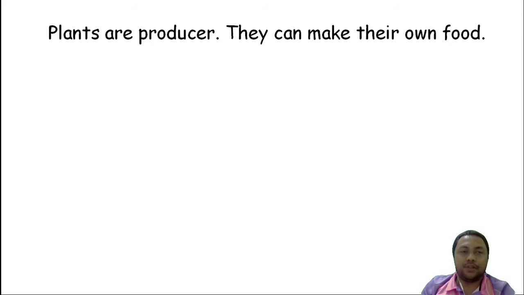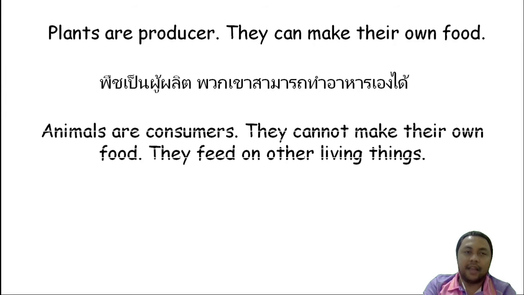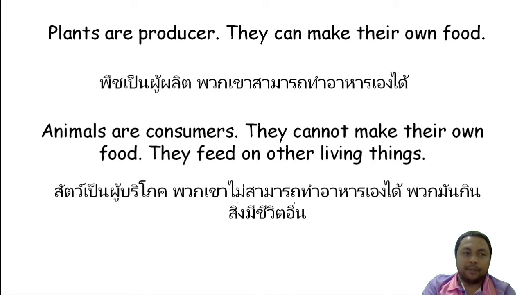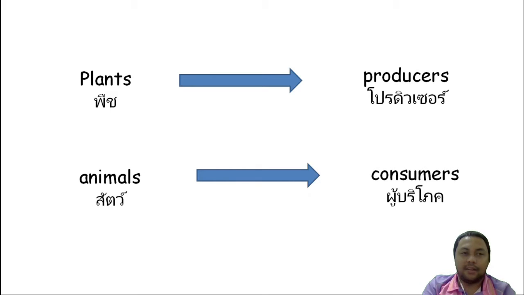Now we move on to the topic producer and consumer. Plants are producers. They can make their own food. Okay? And animals are consumers because they cannot make their own food. They feed on other living things. Plants, producers. Animals, consumers. Here. Plants are producers. Animals are consumers.